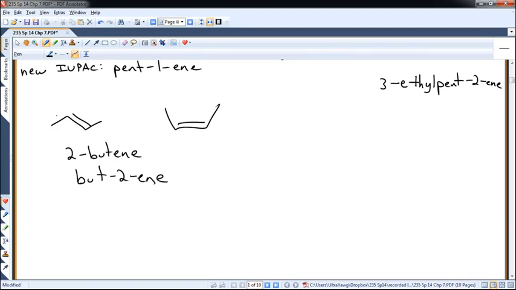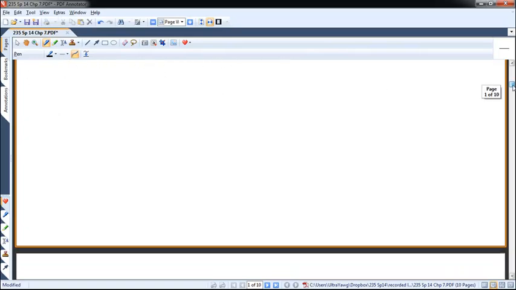So we say that this one would be the trans version because there are exactly 2 groups attached. So it would be trans 2-butene or trans but-2-ene, and this one would be cis 2-butene using the old IUPAC system, or cis but-2-ene using the new IUPAC system. So that's fine because we have exactly 2 non-hydrogen substituents attached. But what happens if we have more than 2 substituents, right? So suppose I give you a structure that looked like this.